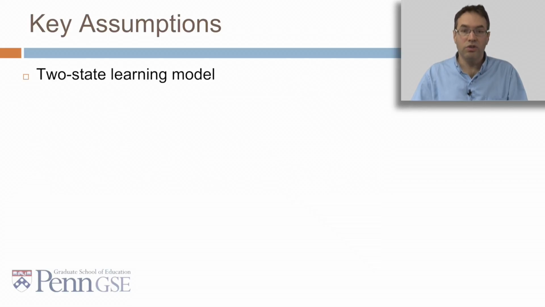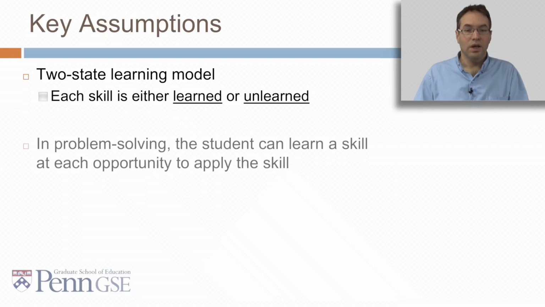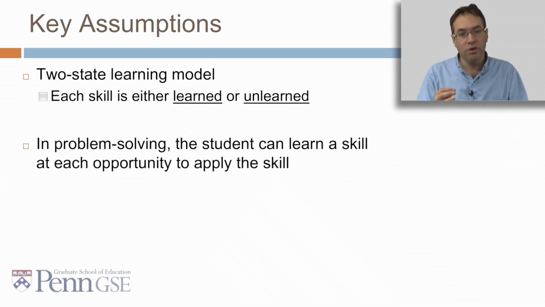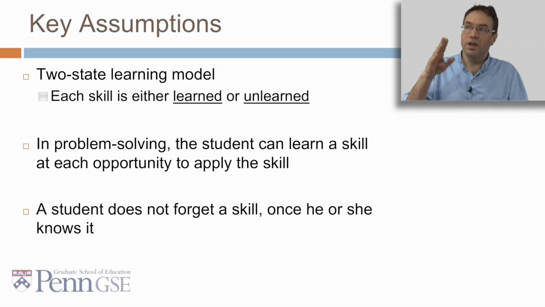Another key assumption, a two-state learning model. Each skill is either learned, known, or unlearned, unknown. In problem solving, the student can learn a skill at each opportunity to apply that skill. And a student doesn't forget a skill once he or she knows it. Again, there are extensions of BKT that do allow for forgetting.